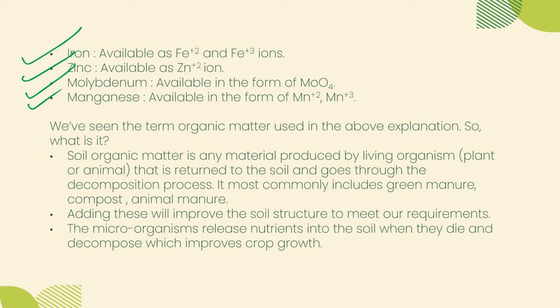So we've seen that the term organic matter is used in the previous explanation, previous slide, when I mentioned 5% of the total component of the soil is organic matter. Let's understand a little more as to what it is. So soil organic matter is produced by living organisms like the plant or the animal, which is returned to the soil and goes through the decomposition process. Alright, so it more commonly includes green manure, compost, animal manure, and adding this will improve the soil structure so as to meet our requirements.